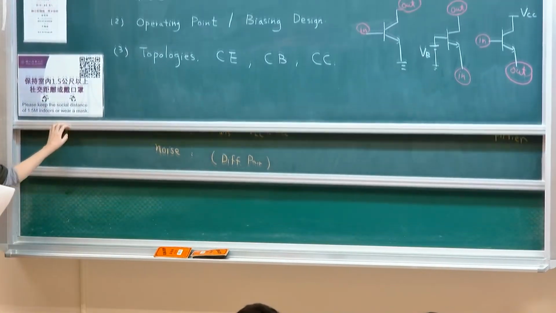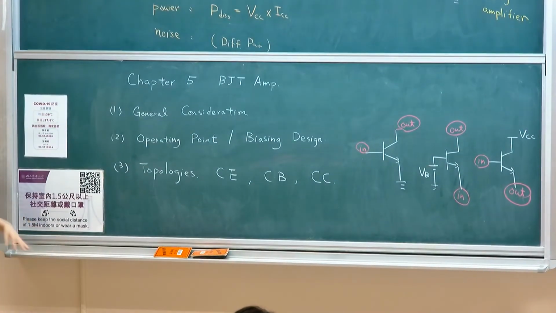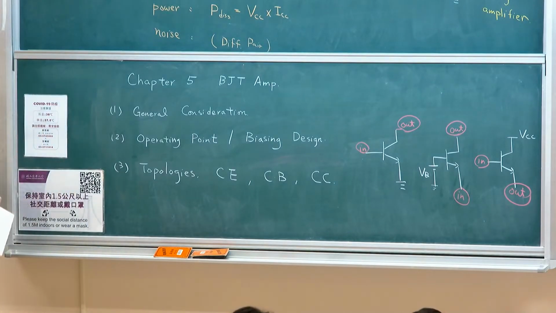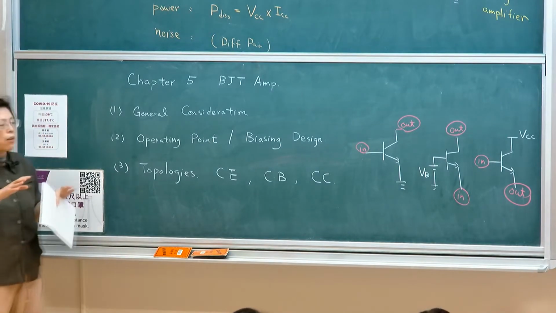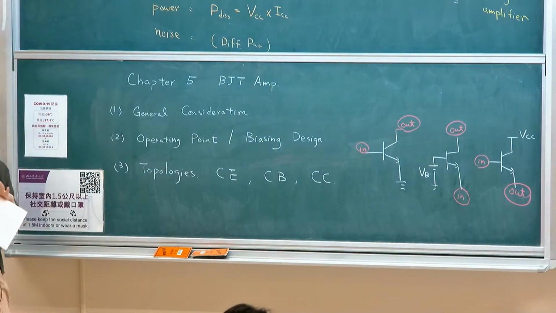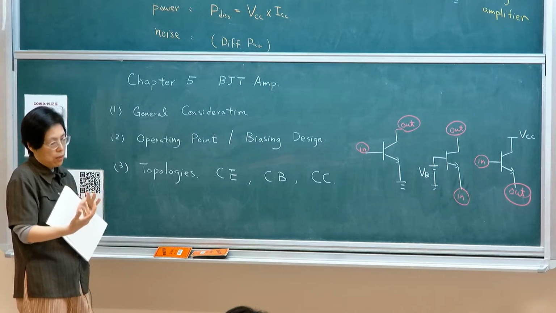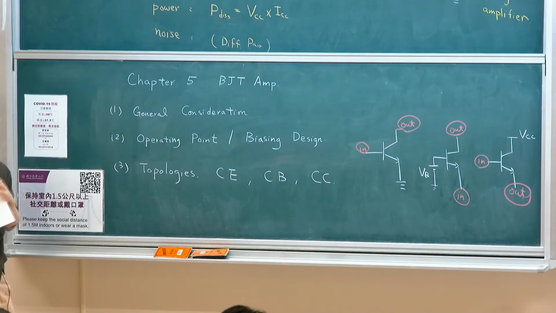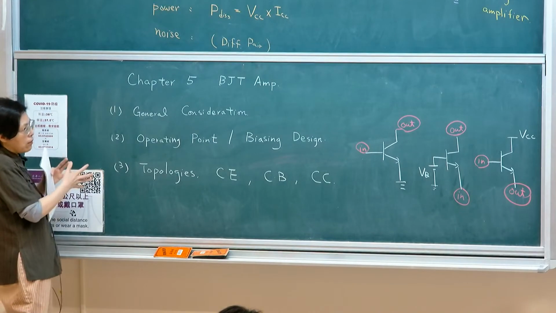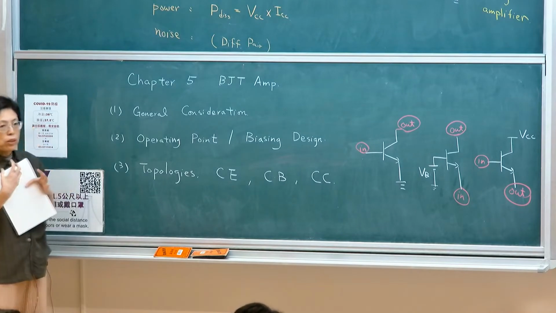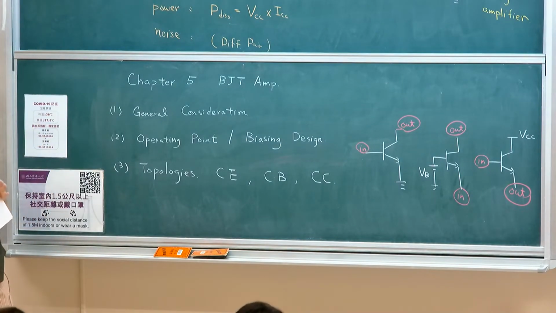Today's discussion, we're going to enter into chapter 5. In chapter 5, we're going to really start digging into the analysis of circuits, especially amplifier circuits. We're going to move away from the physics of the bipolar junction transistor, through the understanding of the basic device model, device equations, current-voltage equations, and small signal models. We're going to analyze, based on these models of transistors, how we actually use these transistors and construct circuit architectures.